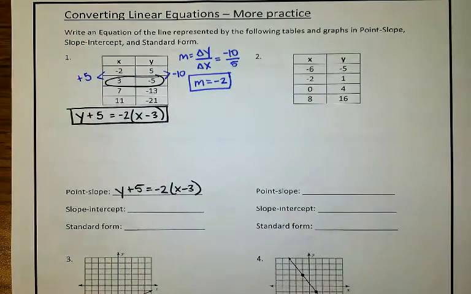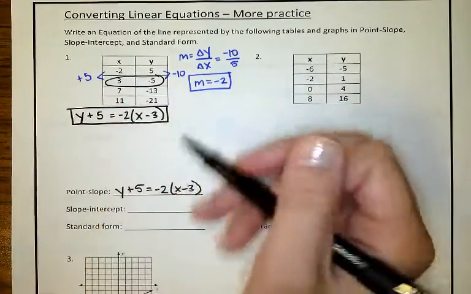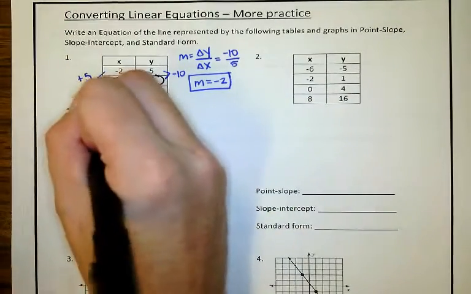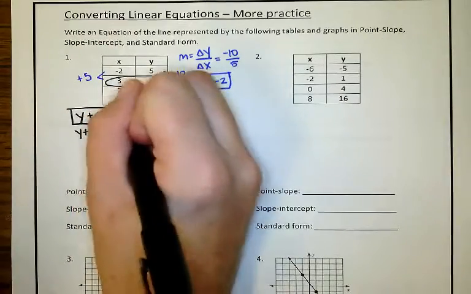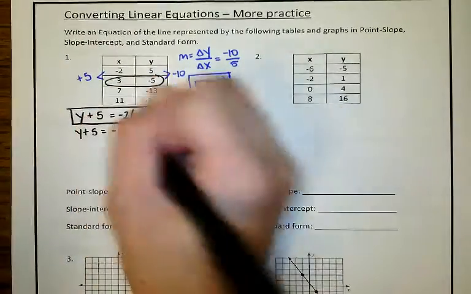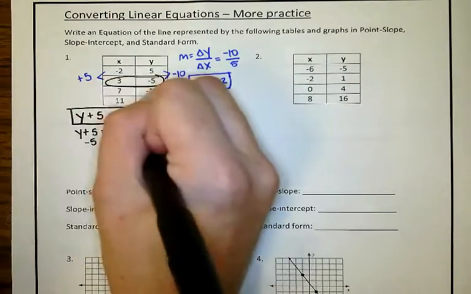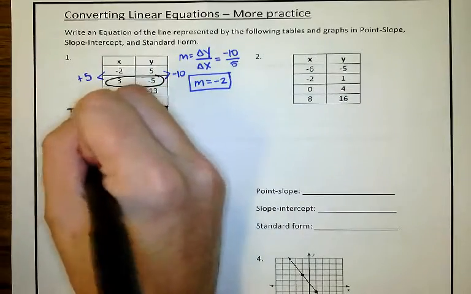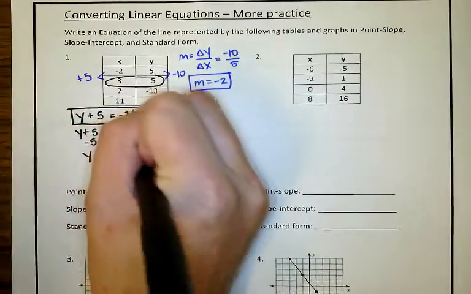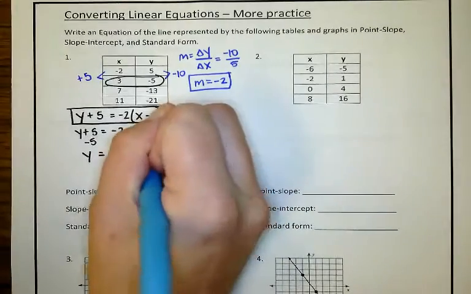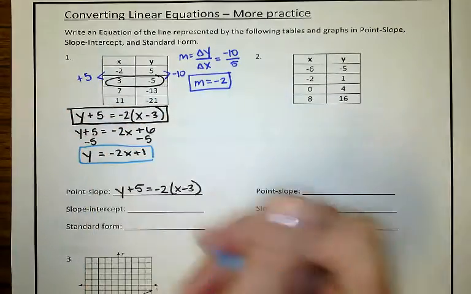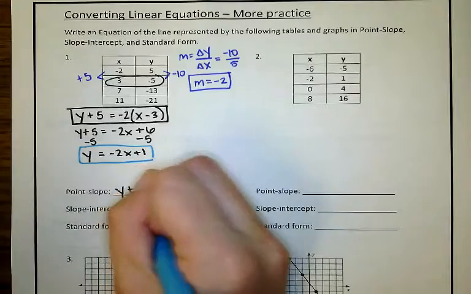Alright guys, so let's check this out. We are going to now convert this into slope-intercept form. So we're going to say, okay, y plus 5 equals negative 2 times x is just negative 2x. Negative 2 times negative 3 is plus 6. You guys okay with that? Now I'm going to subtract 5 from both sides, and we get y is equal to negative 2x plus 1. So this right here is my slope-intercept form. Y equals negative 2x plus 1. You guys cool with that?